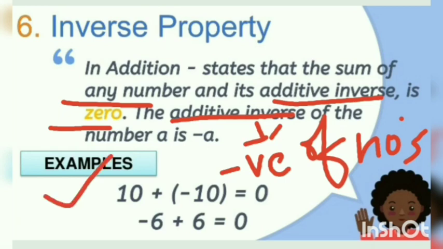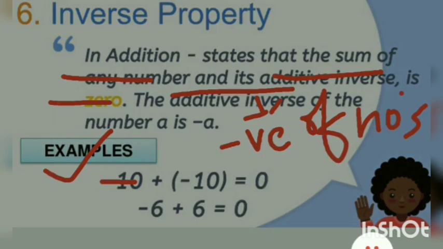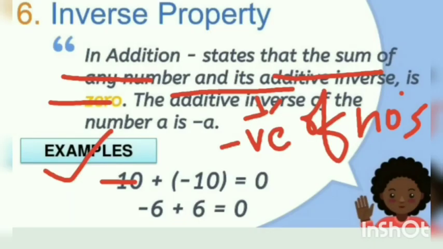Here the given number is what? 10. 10 is the given number and the negative of 10 is minus 10. So here is the negative of the number. When you add the given number to its negative, we always get the result 0. So here the additive inverse of 10 is what? Minus 10.